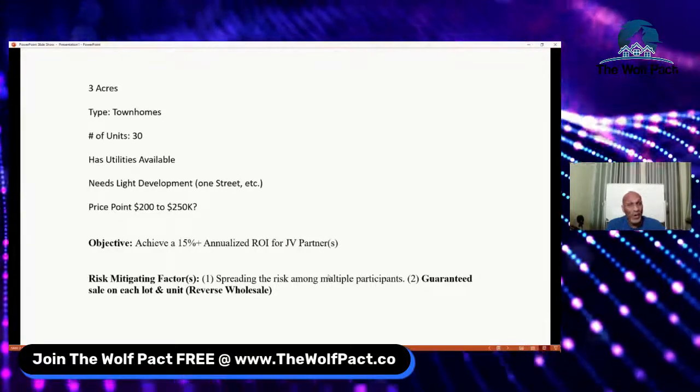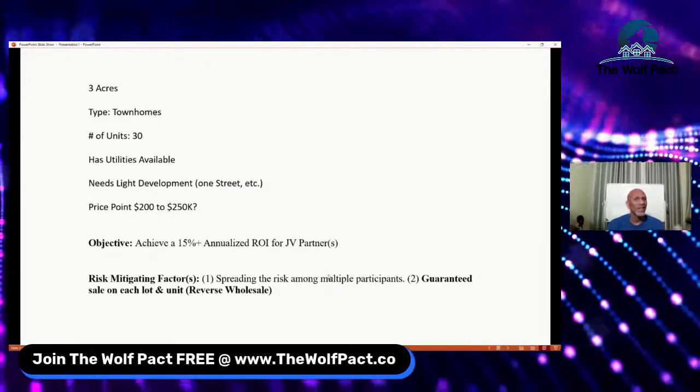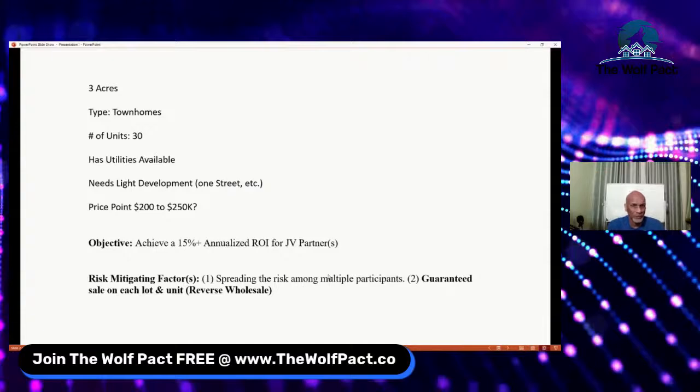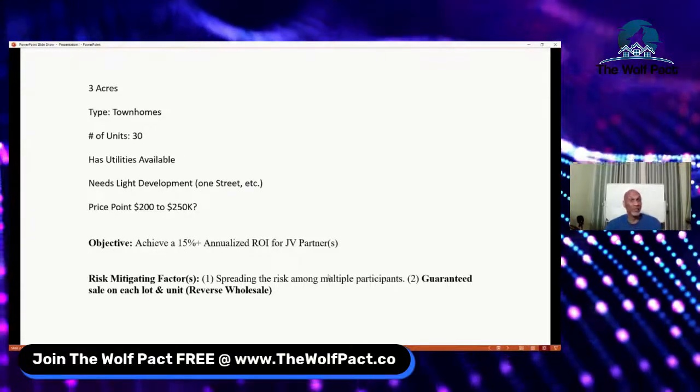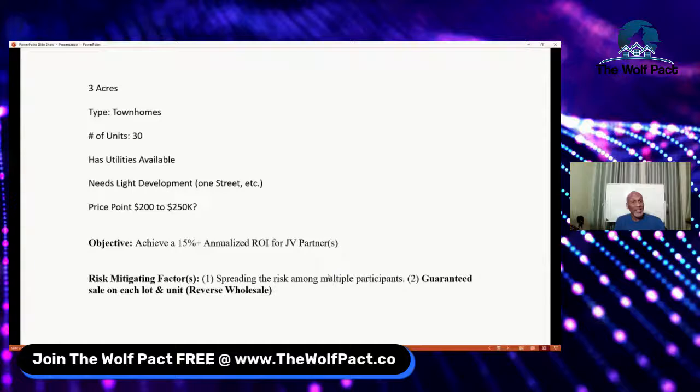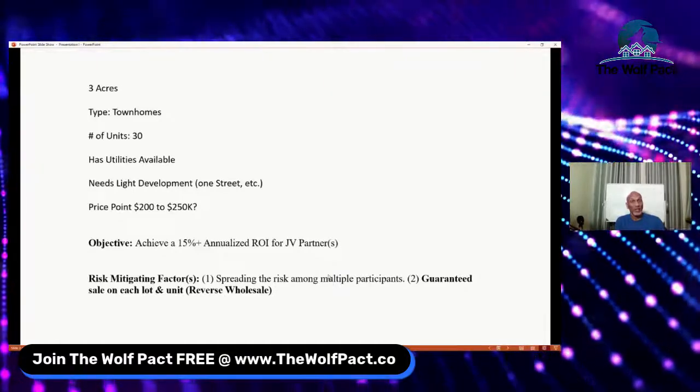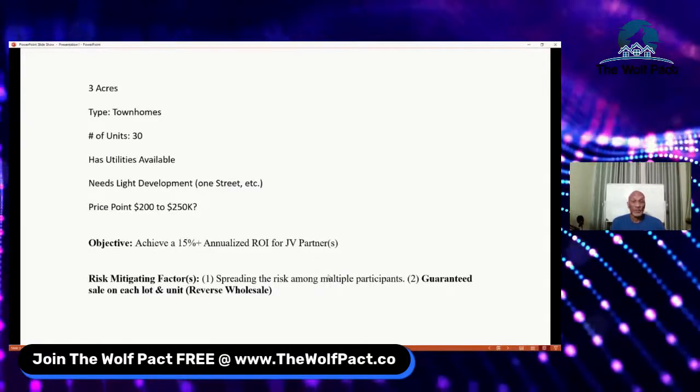Is it patio homes? In this case, townhomes. Could be condos. All of those are residential. Townhomes here. How many can you fit on there? In this case, 30 units.